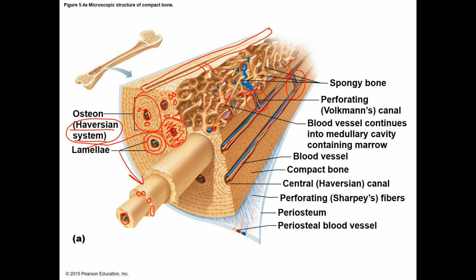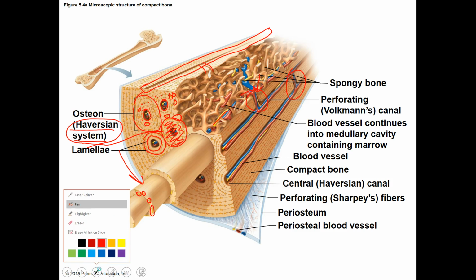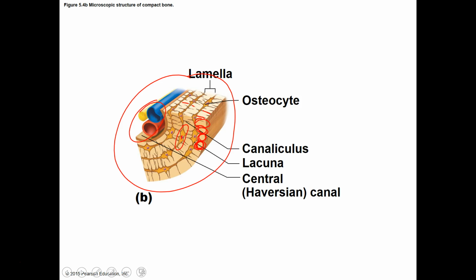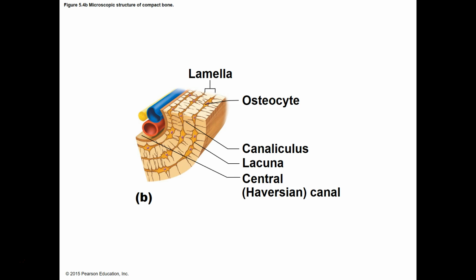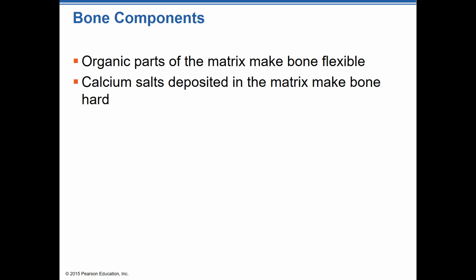If we back up here, it was these canals that are going in between the big bundles of blood vessels. It's these canals right here that it's talking about when it talks about the Volkmann's canal. So those are the ones that it's talking about. Okay, onward and upward.